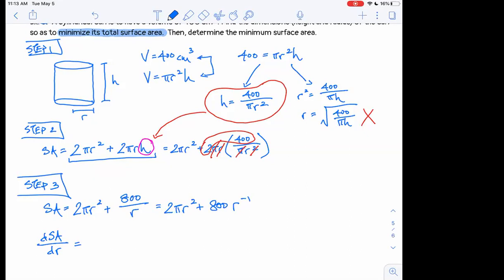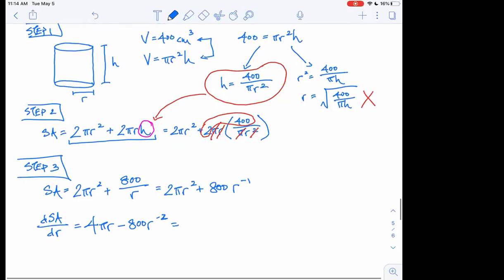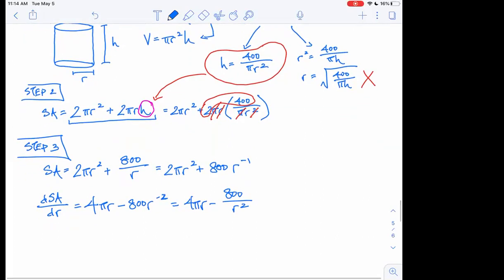I got 4 pi r minus 800 r to negative 2. Perfect. Yeah. Bring down that 2. So 2 times 2 gives me 4 pi r. Good. Minus 800 r to the negative 2. Beautiful. Now again, thinking ahead, I know I want to set it equal to 0. So I'm going to go ahead and rewrite this as 800 over r squared. And now I'm going to set this equal to 0. 0 equals 4 pi r minus 800 over r squared.